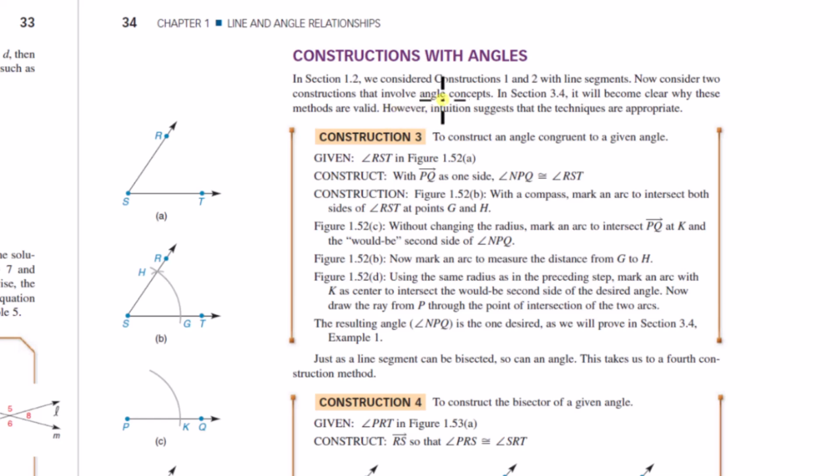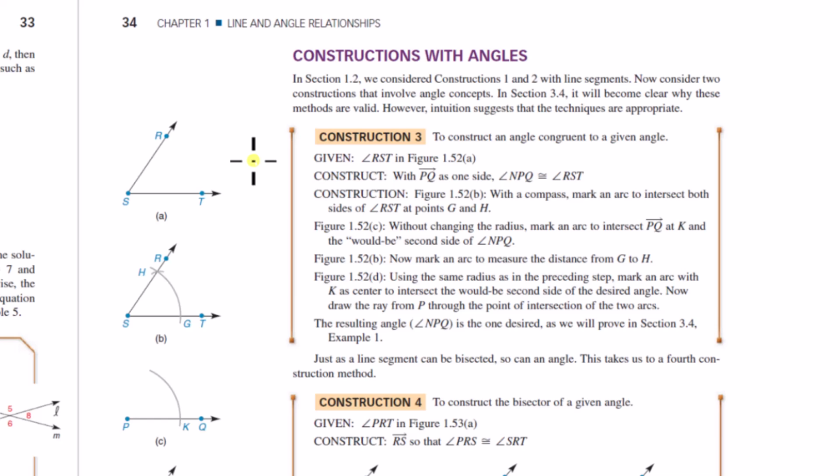So, all right, previously we did constructions with line segments. Now consider 2 constructions that involve angle concepts. In section 3.4, it will become clear why these methods are valid. However, intuition suggests that the techniques are appropriate. Okay. So, to construct an angle congruent to a given angle. The main idea of the construction that we did with the line segment in section 1.2 was that if you fixed the radius on your compass.